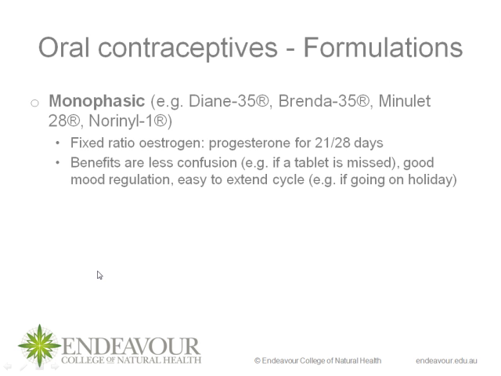The monophasics have a fixed ratio of estrogen and progesterone for 21 of the days, and then for the last 7 days the placebo is taken. It is found with these that you get far better compliance. There is less confusion if a tablet is missed. It is better at regulating the person's mood. And it's easy to extend the cycle if you want to: after the 21 days, take another cycle of 21 days of hormone tablets.